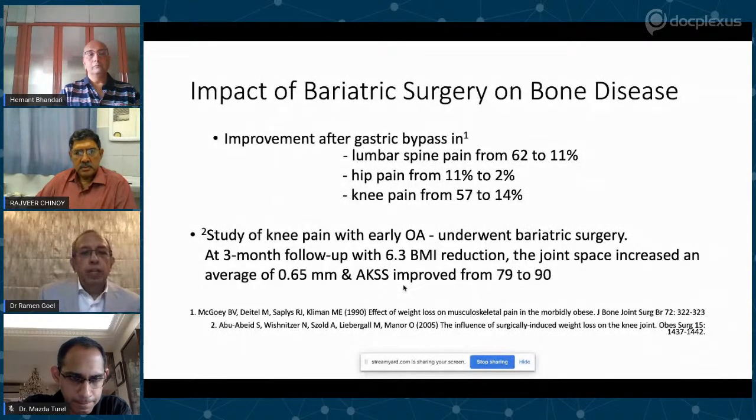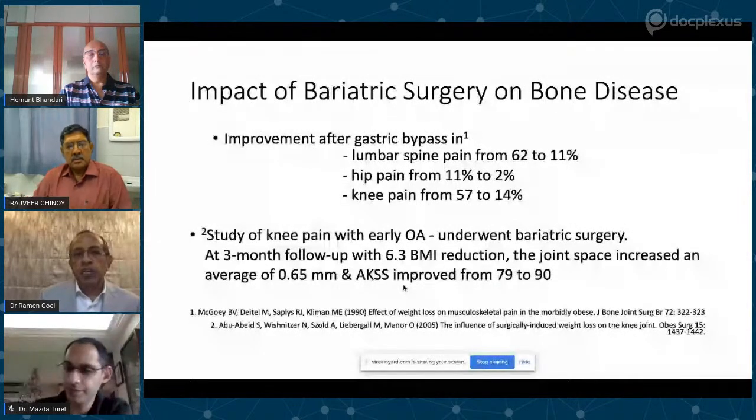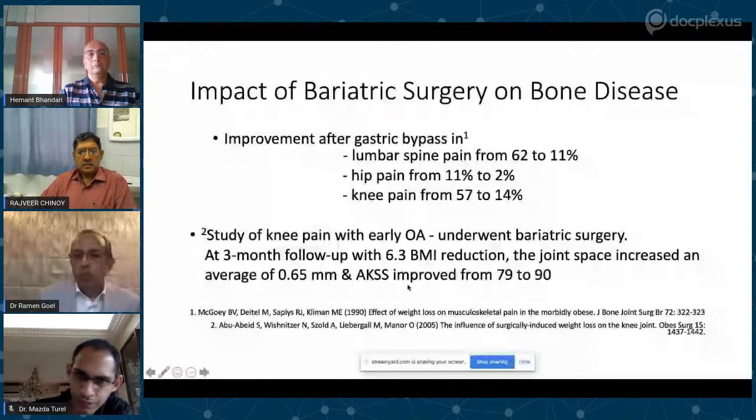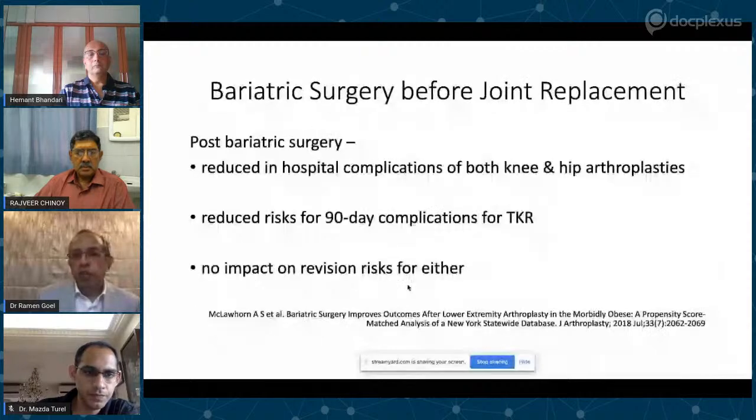Thank you. Now, this is not about patients with advanced arthritis. Even those who came with early arthritis, if they had a bariatric surgery, at 3 months with just 6 BMI reduction, the joint space increased by about a millimeter, and that leads to significant improvement in their symptom score. So I think bariatric surgery has a lot of role to play in those patients who have mild or advanced symptoms of joint pains.